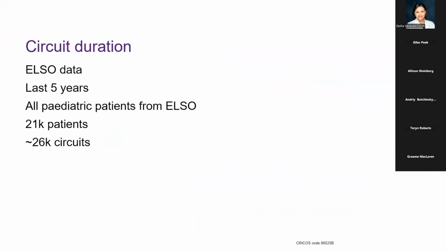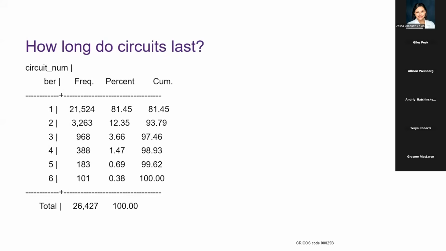And then as a last thing, I just want to add that we're currently doing a study with ELSA data, where we took the last 5 years of all pediatric patients to look at how long a circuit would last, what is the normal duration that a circuit would last. We have 21,000 patients with 26,000 circuits. And this is what my statistician sent me today. So it's really completely unvalidated and not in a proper form yet.